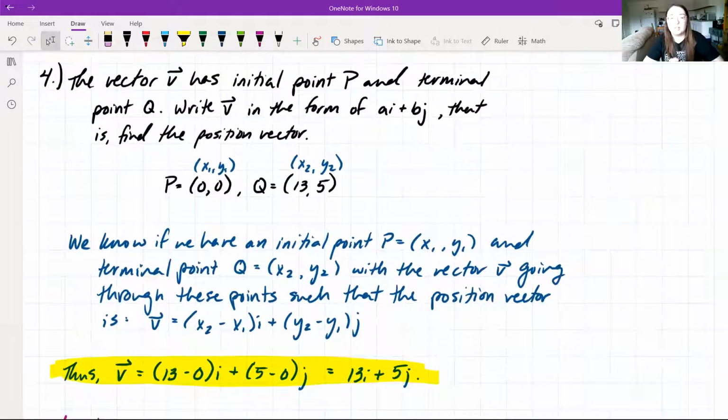So you're essentially just subtracting the x and y terms of your initial point from the x and y terms of your terminal point. So you're subtracting the other way around: you're subtracting the initial point's x, y terms from the x, y terms of the terminal point, and then rewriting them in this form, where you multiply the difference of your x terms by i and the difference of your y terms by j.